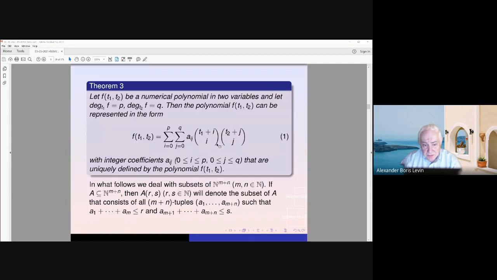So now we are going to use, in particular, this representation, and let's consider polynomials associated with subsets of this set. So N denotes the set of all non-negative integers, including zero. If A is any subset of N^(m+n), with m and n being some positive integers, then A(r,s) will denote the set of all points in the set A, all such (m+n)-dimensional vectors with these properties: the sum of the first m coordinates does not exceed r, and the sum of the other coordinates does not exceed s.